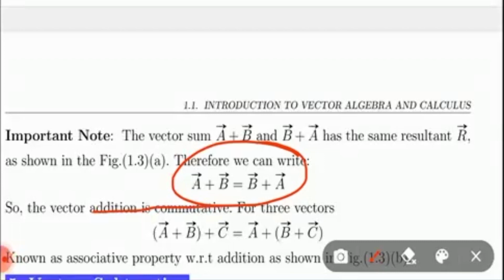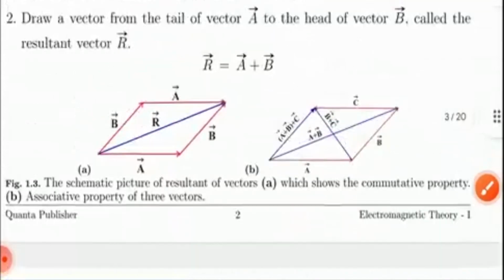Vector addition is associative also. Here you see the mathematical equation. A plus B is associated with the vector C, and here is vector B plus C is associated with the vector A. So this is the mathematical equation. The result will remain the same. In this above diagram, you will see its expression.